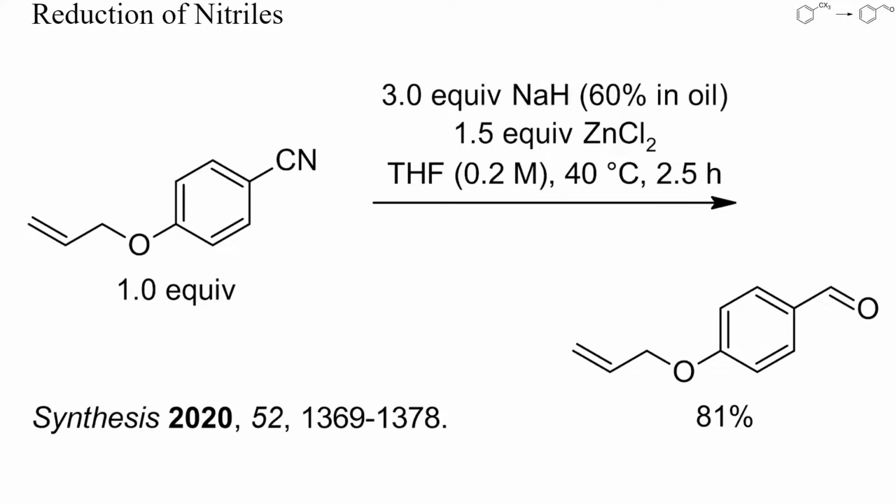Only few examples have been reported of the use of sodium hydride as reducing agent. Because of its low solubility and strong shielding by solvent molecules, hydride usually only acts as base and not as nucleophile. In the presence of the Lewis acid zinc chloride, however, sodium hydride can reduce nitriles to aldehydes, as shown here. No hydrogenation of the allyl group occurred.